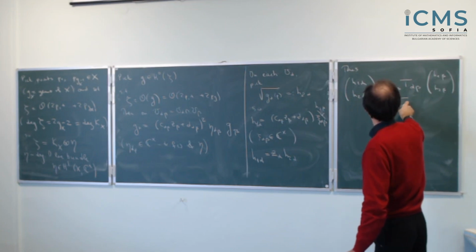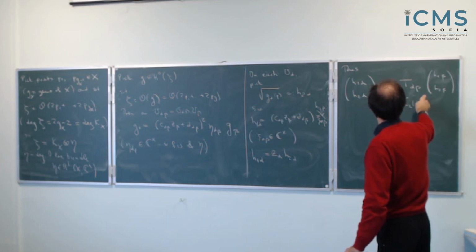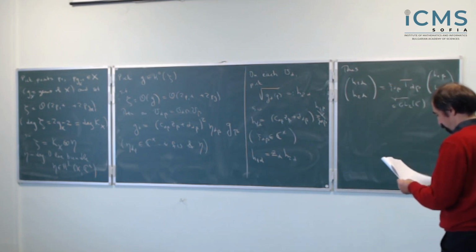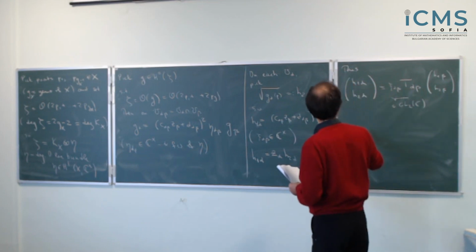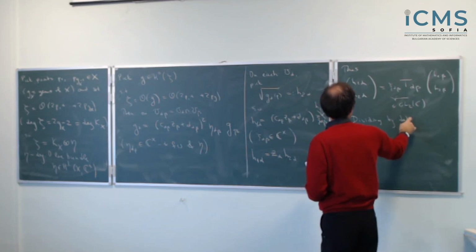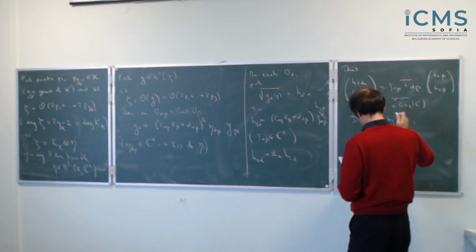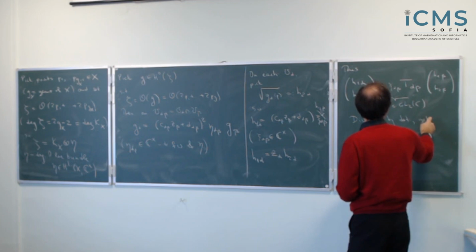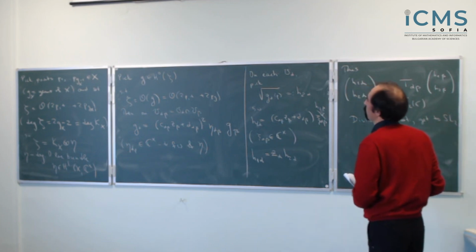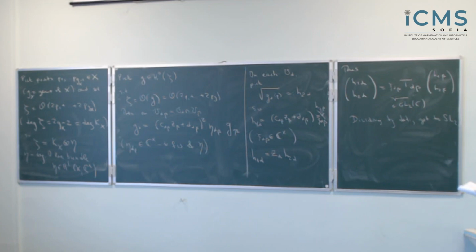So GL2. So dividing by the determinant, we get... so somehow that was the idea, right? So there were two things in the lemma.